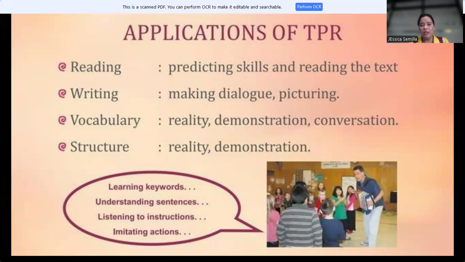On the other hand, if they are about to learn about structure in terms of syntax, they put it into reality or into a dialogue. And then after putting it in a dialogue, they try to demonstrate it. So basically, in total physical response, they are about to learn keywords, vocabularies, understand the sentences, and then after listening to the instructions, they're about to imitate what is being said or instructed by the teacher. All right.